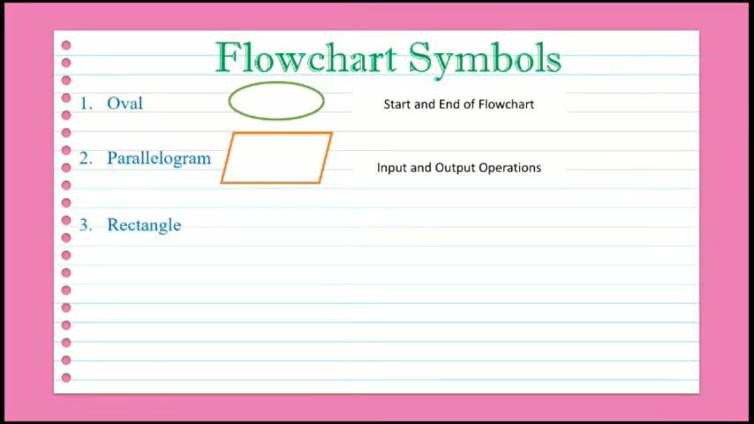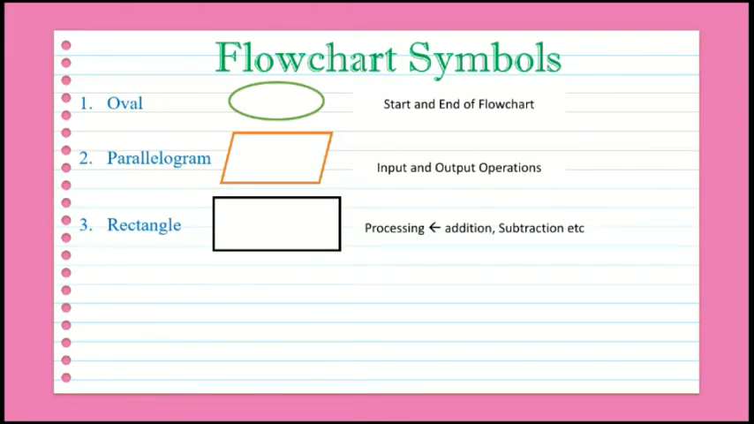So the third symbol is rectangle, and it looks like this. It is used to declare the processing part. So any calculation which we want to process will be declared using this symbol. So calculation may include operations like addition, subtraction, multiplication, division, initialization, etc. are declared using this symbol.